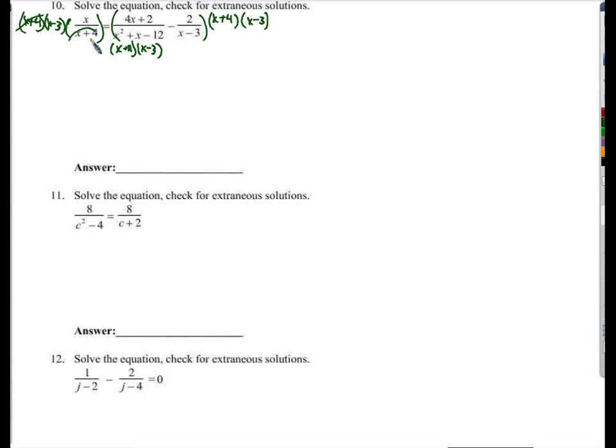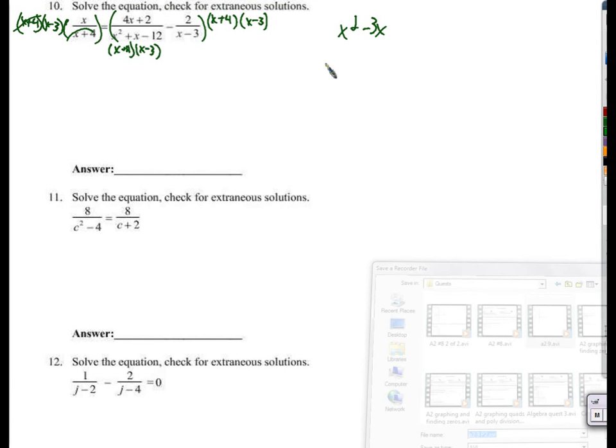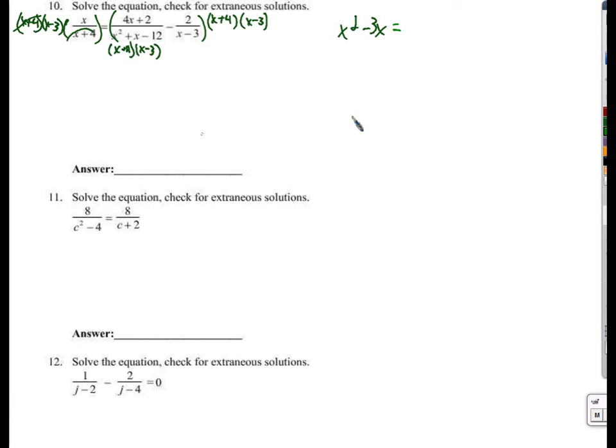Okay, now on the left side we get the cancellation. We get x squared plus, is it plus? It's minus. X squared minus 3x. On the right side here we get both these factors canceling out with these two factors when you distribute them both to this first term. So that leaves us with 4x plus 2. When we distribute these two terms to this guy here, just the x minus 3's cancel. We're left with negative 2 times x plus 4.